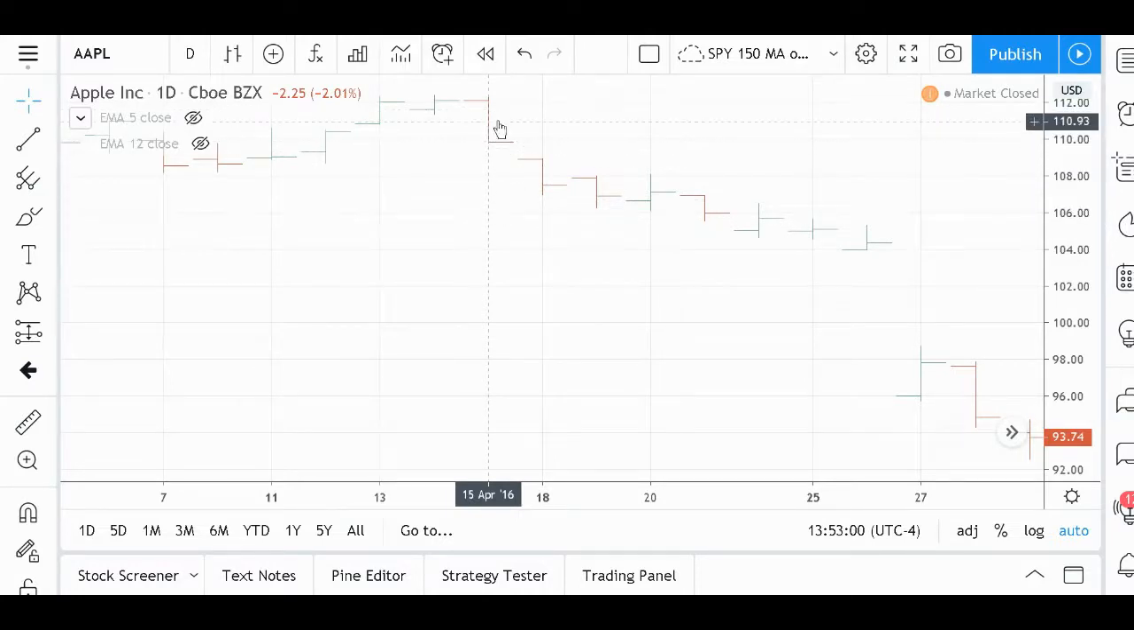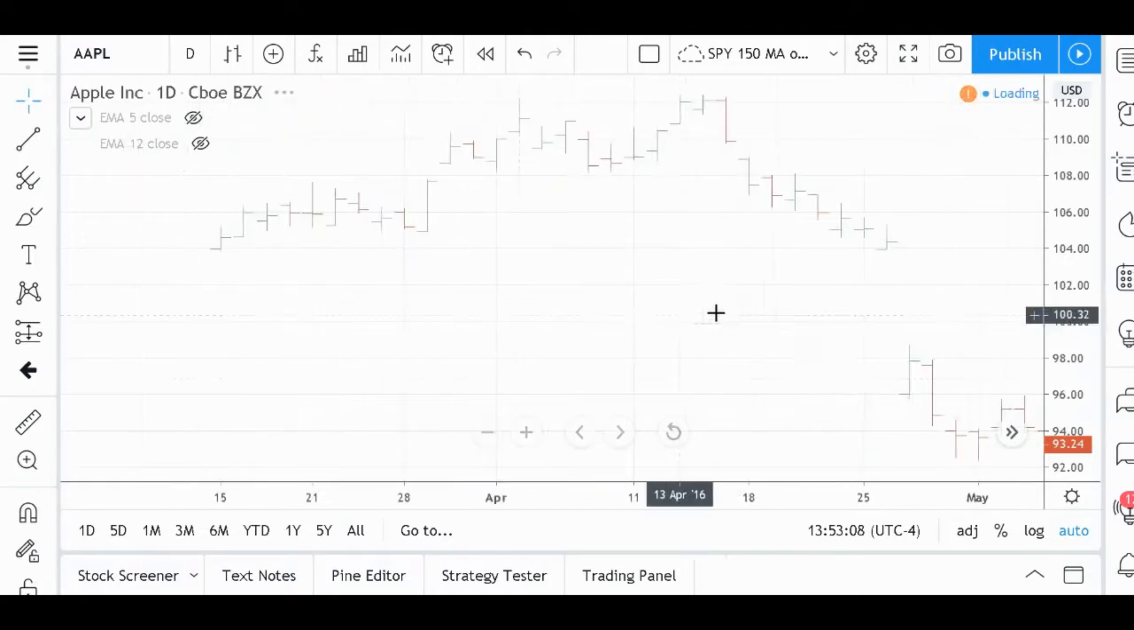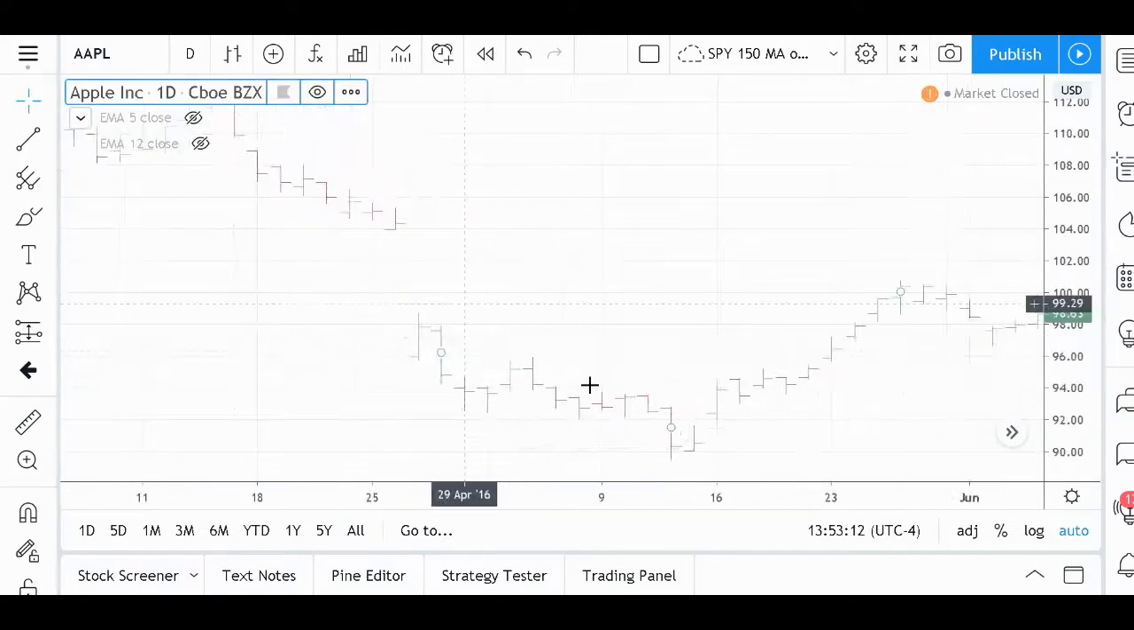A close on the lows is oftentimes a sign that the sellers are in control, and the next candles might be down. In this case, it certainly went down, as you can see after this one: down, down, down, down.